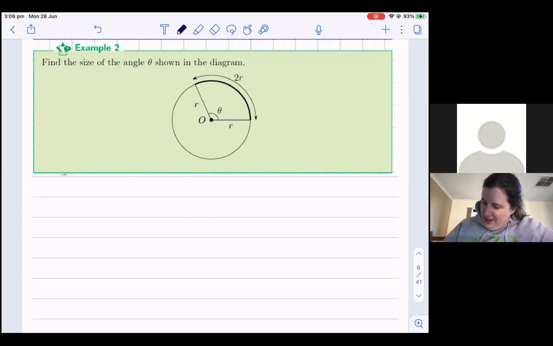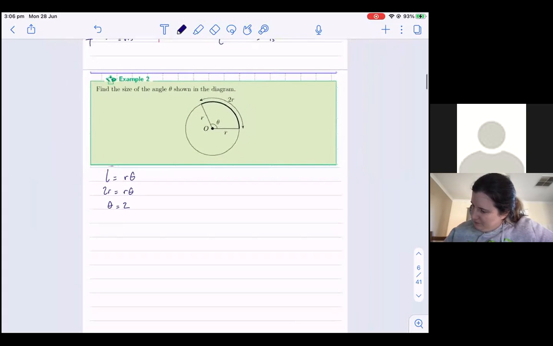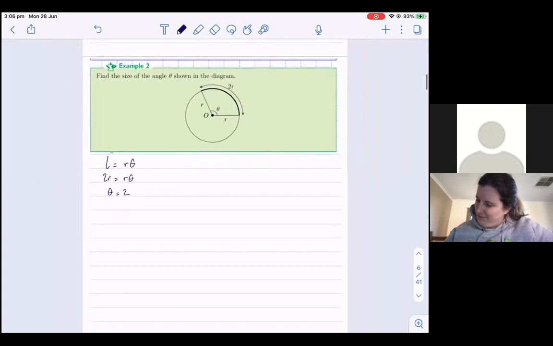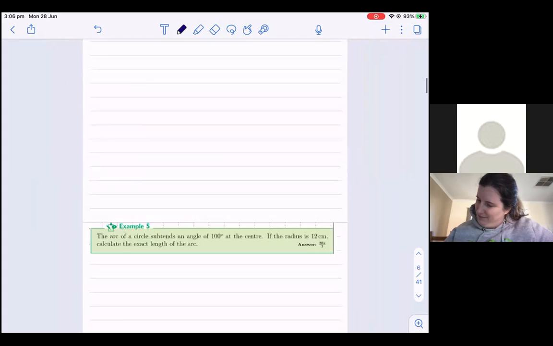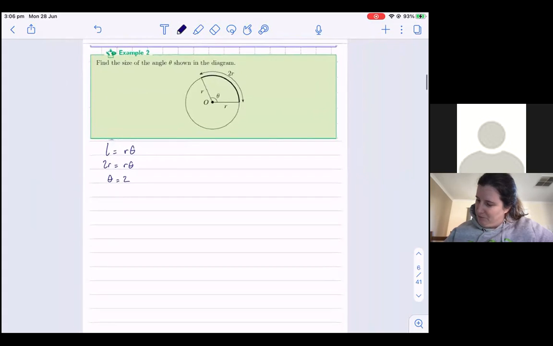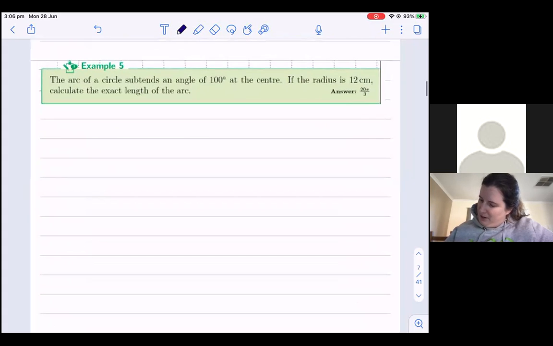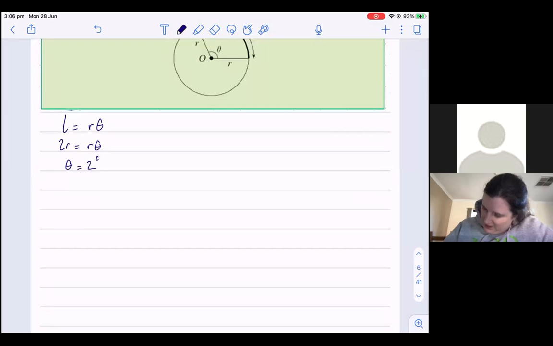Hopefully you remember L equals R theta. If we've got 2R equals R theta, then theta must be 2. I hope I got that formula right. I can't bother looking it up. It makes sense to me. That was a very easy question. So it's 2 radians. Oh, I should do my little radian sign.